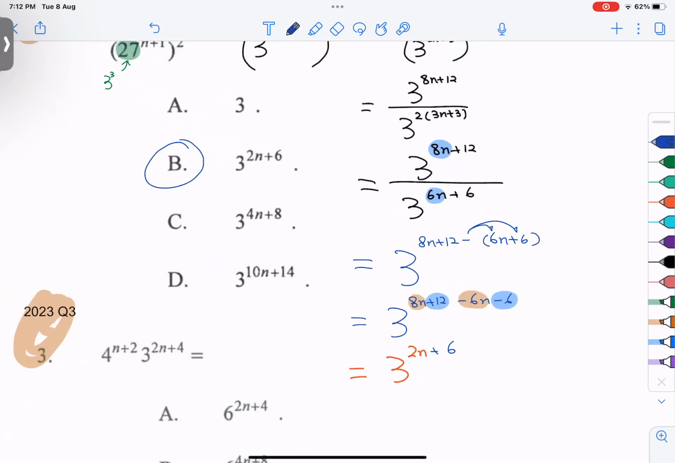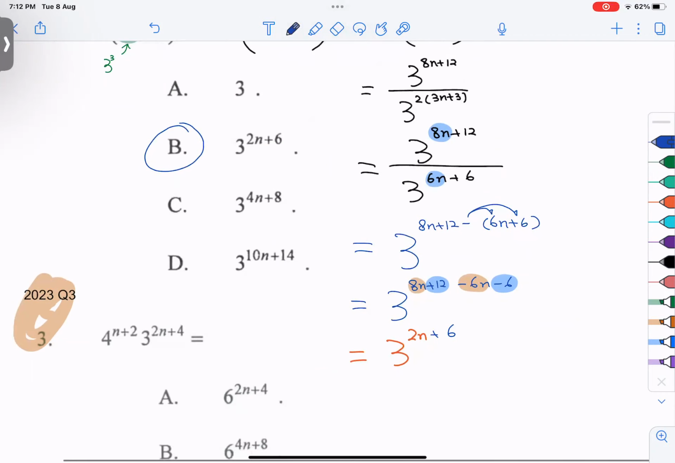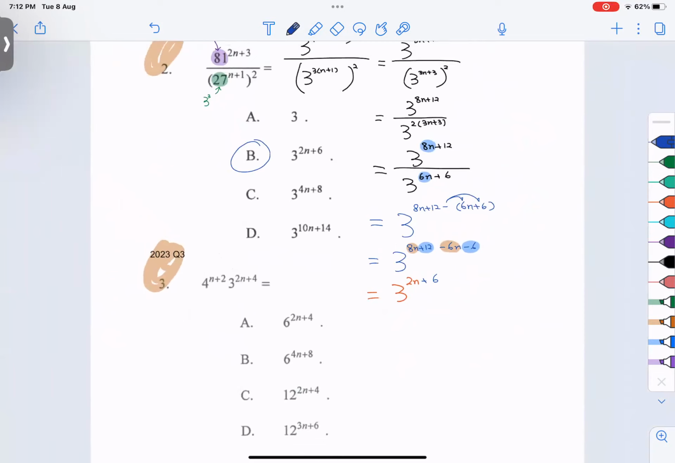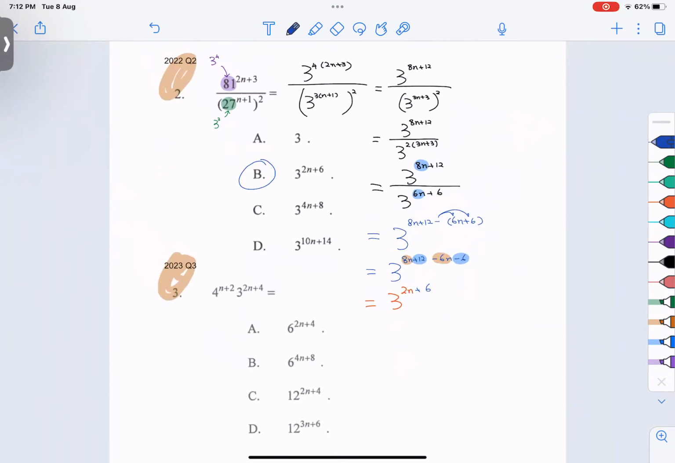Did you guys get the answer? Yep. Okay. How about the next one? What did you get? Try to do that within 1 minute. These questions are to be done within 1 minute if you need level 3 or above.